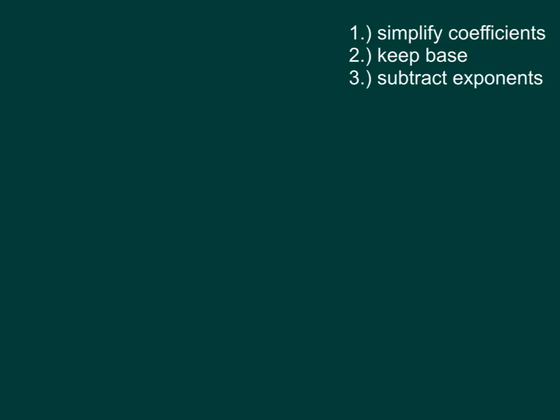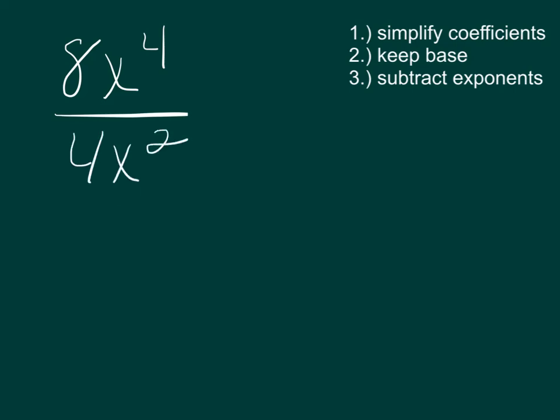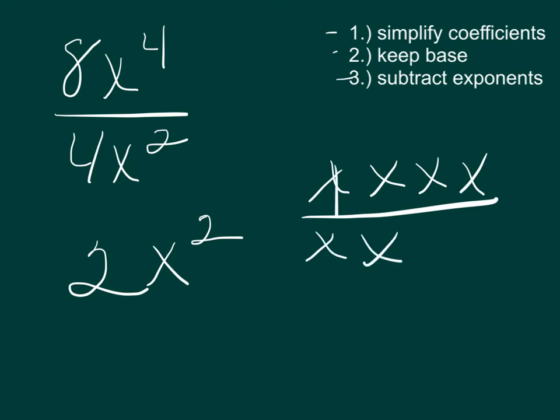Okay, so let's take a look at another one as our rules have magically appeared over in the corner, just like we like them. Let's go 8x to the fourth power divided by 4x to the second power. So the first thing we want to do is simplify our coefficients. So 8 divided by 4 is 2. We want to keep our base of x. And then we want to simply subtract our exponents. 4 minus 2 is 2. And, of course, we could have done it like this by making our pairs. And we still have x to the second power.